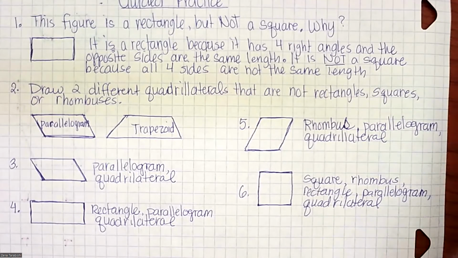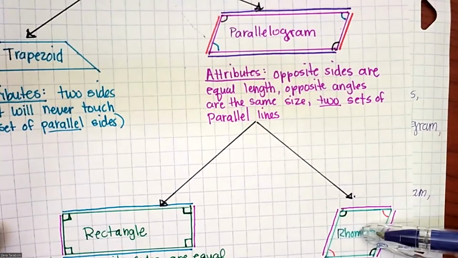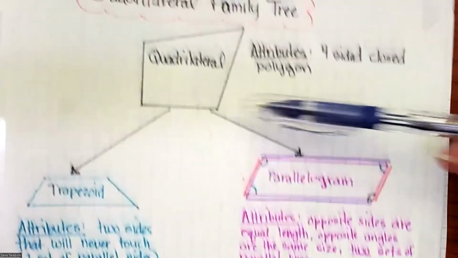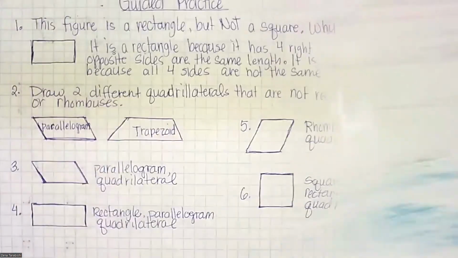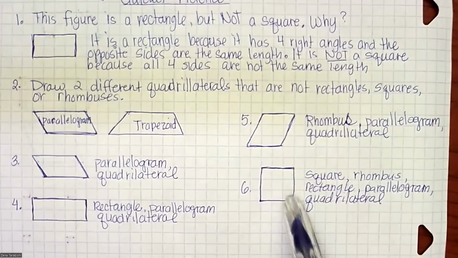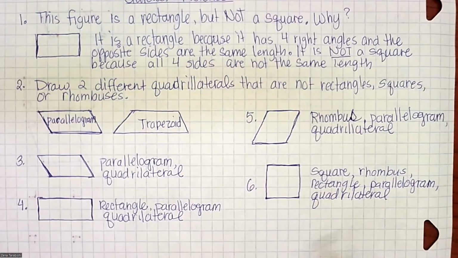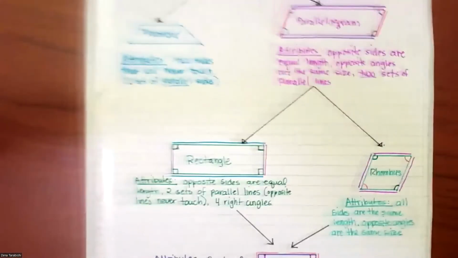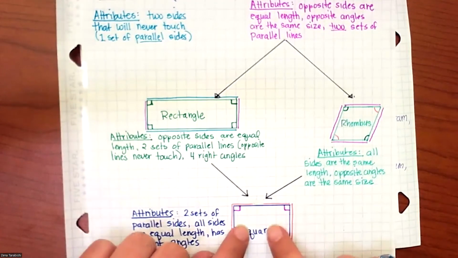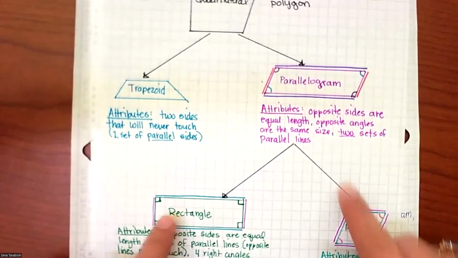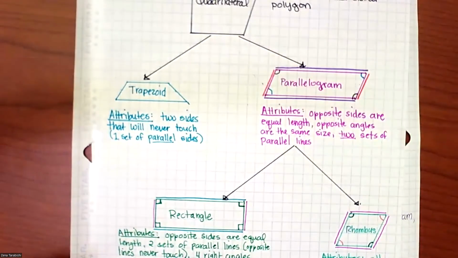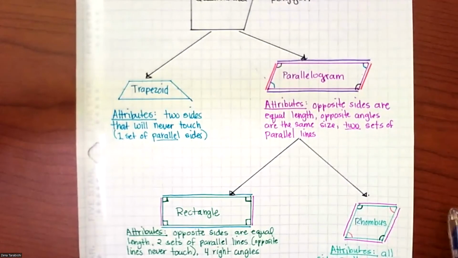Now a rhombus is down here. So rhombus and parallelogram and quadrilateral. I can give it all of those names. And for our square right here, this is the one that gets named with almost everything. We said a square is a rhombus and a rectangle and a parallelogram and a quadrilateral. So let's take a look at our family tree one more time so you can see how we built up to that. So our square is related to these two. It's also related to this one and to this one. So that's how it's part of all of those.